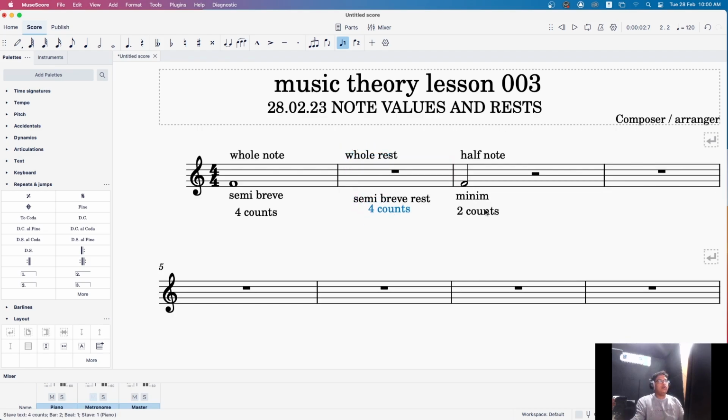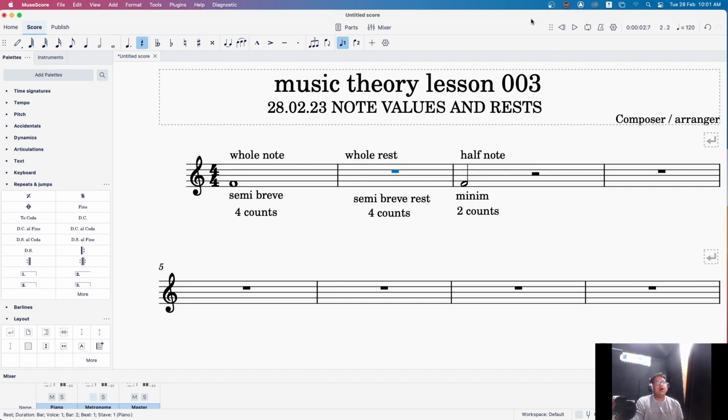So now the whole note you are clear, I feel. The whole note rest is also called semi-breve rest, which is 4 counts. This is the note, this is the rest. So 1, 2, 3, 4. That's the note you have to play for 4 counts. This is the rest. You have to give rest for 4 counts. That's the only difference. I hope this is very clear.